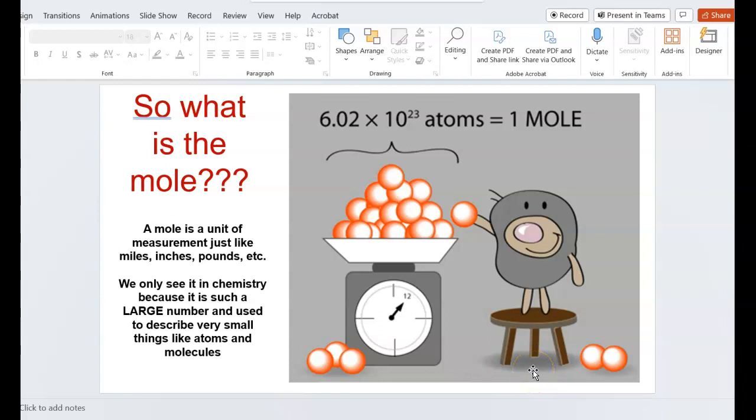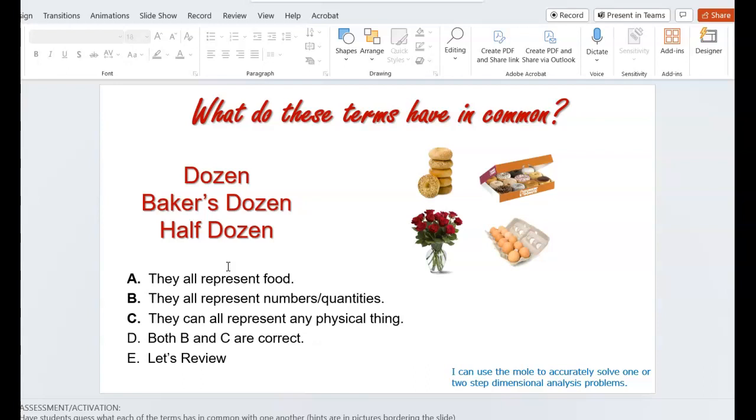Just like any other unit of measurement, like miles, inches, pounds, like it has here, a mole is just another unit of measurement, just like those. And so in this case, we have food, we have bagels, we have eggs, we have flowers, but what they all have in common is that they all represent, well, a physical thing, but they all represent quantities.